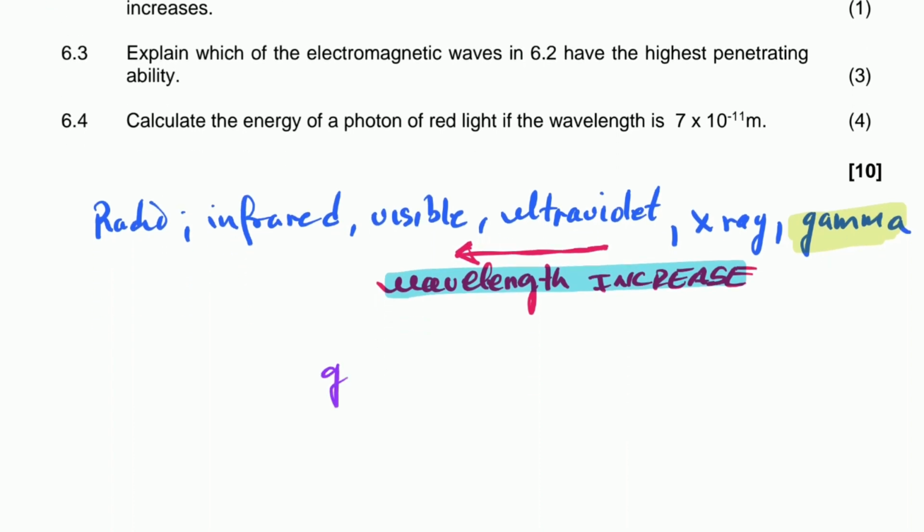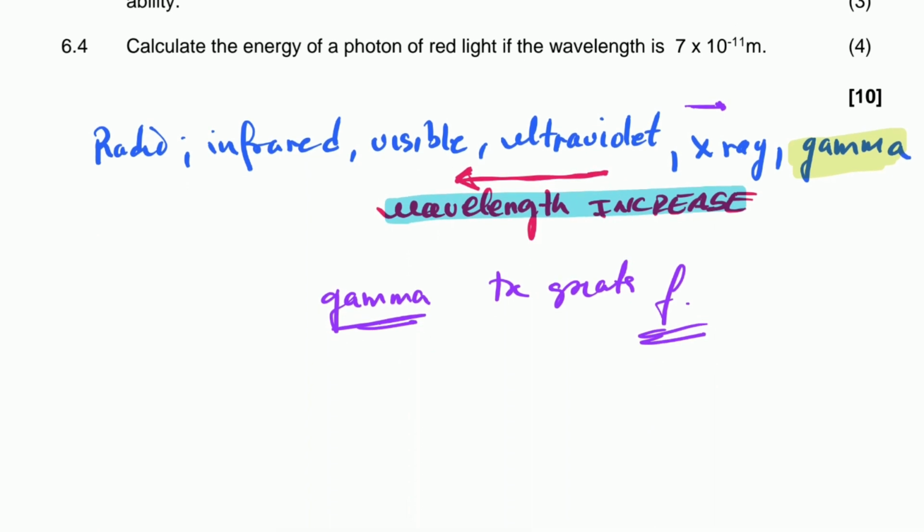I'm going to write it here. Gamma has the higher penetrating ability because it has the greatest frequency, and frequency is related to energy. The more energy, the more penetrating ability for each of them. So as you move in this direction, the penetrating ability increases and it will be more dangerous, in actual fact.